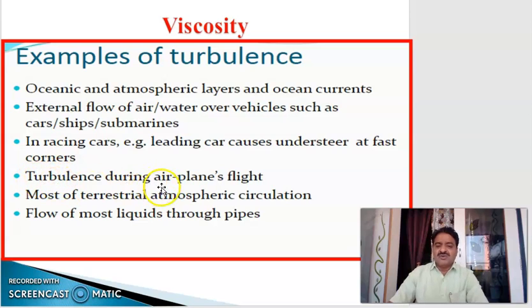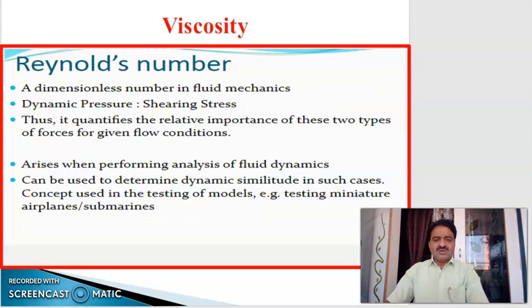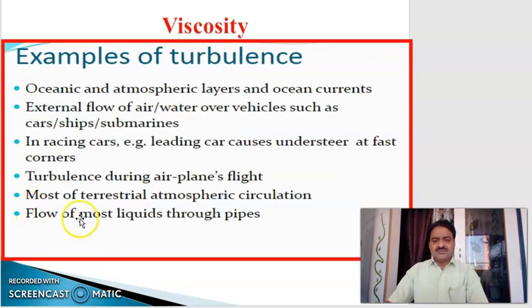Turbulence during airplane flight. Most of the terrestrial atmospheric circulations, and flow of most liquids through pipes, is turbulent flow. These are the various examples. So in this way, we have seen various examples of turbulence.